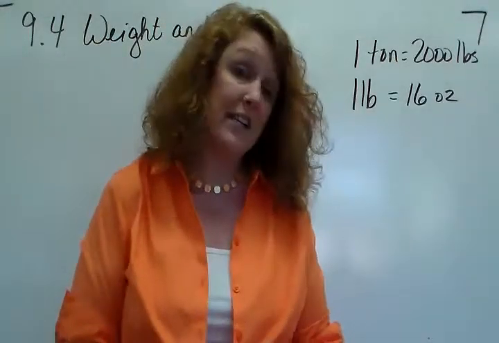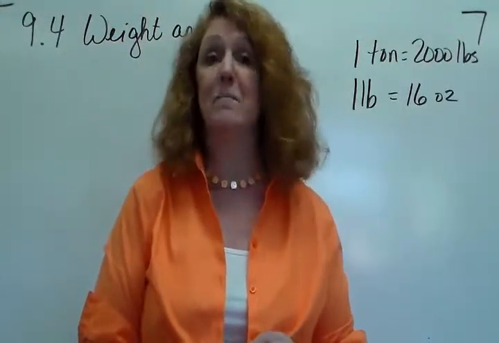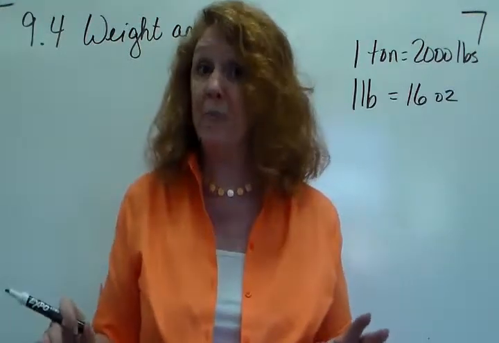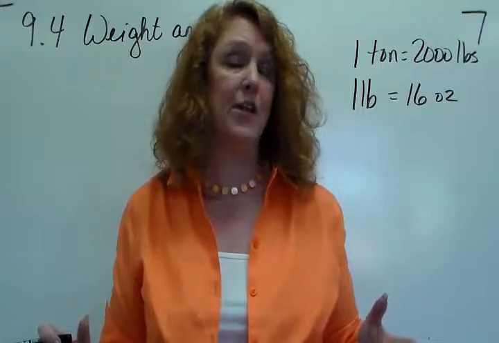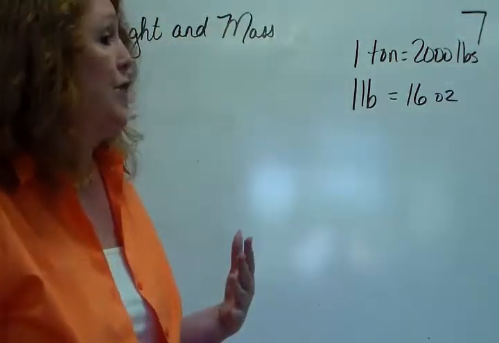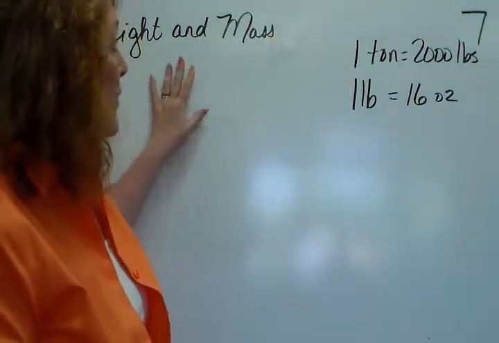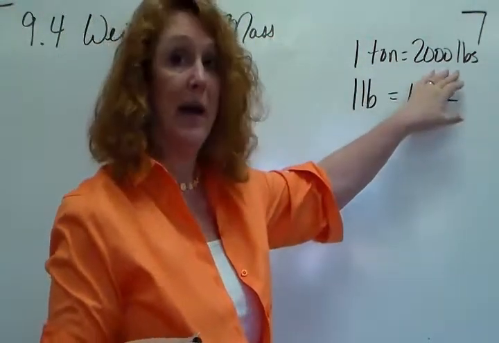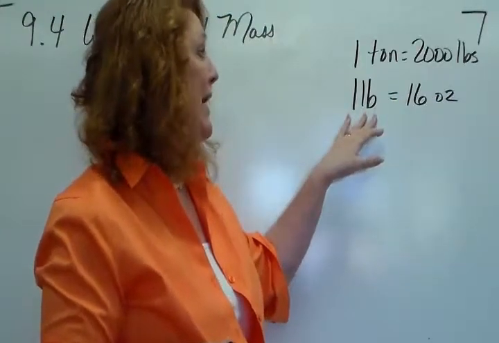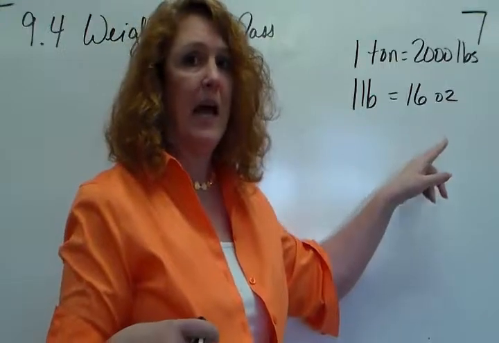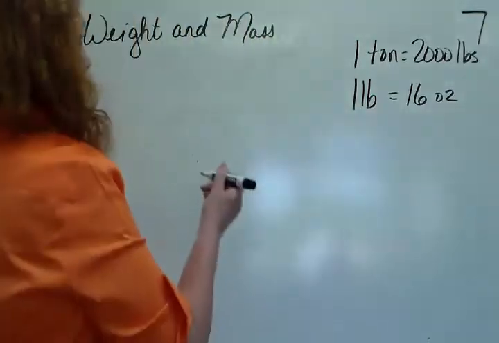Welcome back to Chapter 9, Section 4. We are on weight and mass. Now, this is going to be a repeat, so it's going to be really quick, because we're not learning anything new, we're just applying what we know to something different. Our conversions in American weight: 1 ton is 2,000 pounds, and 1 pound, this is 1 lb, equals 16 ounces.